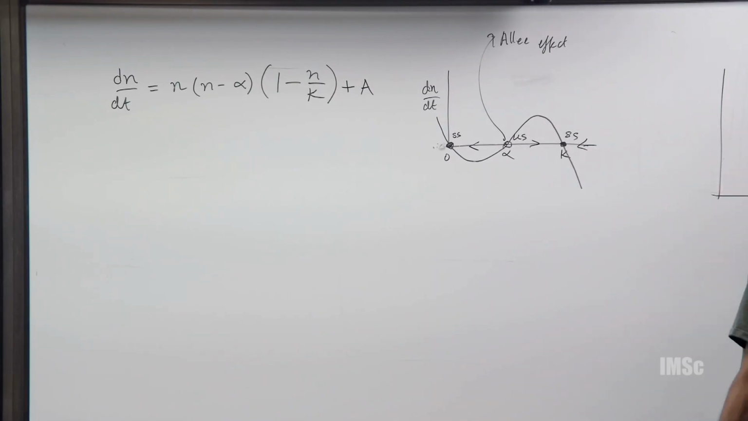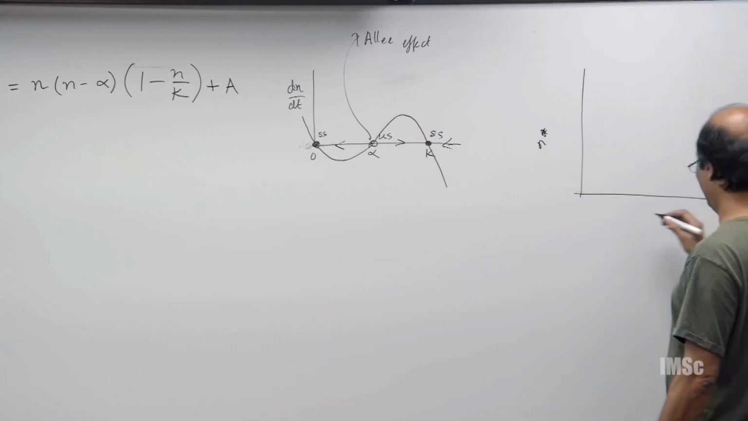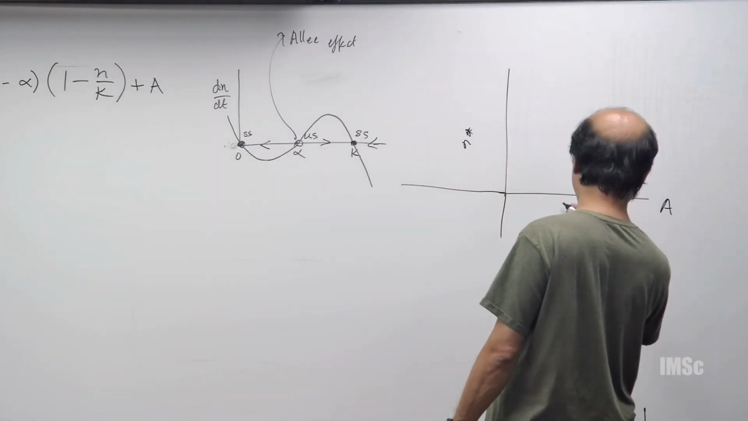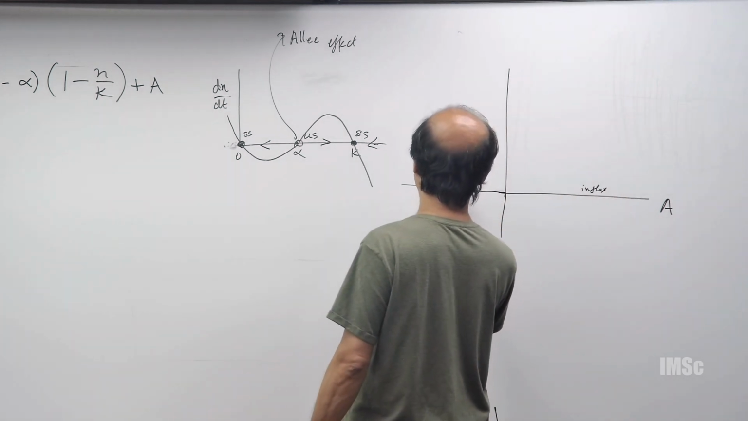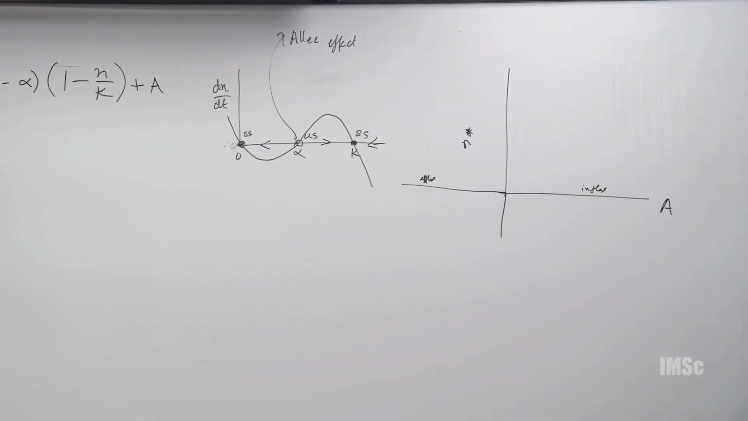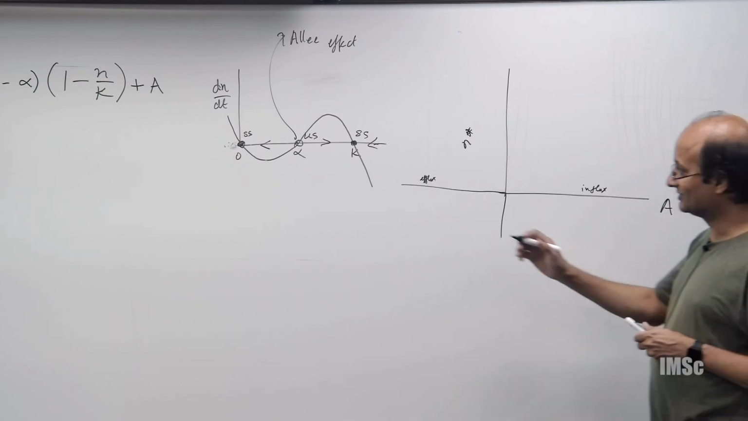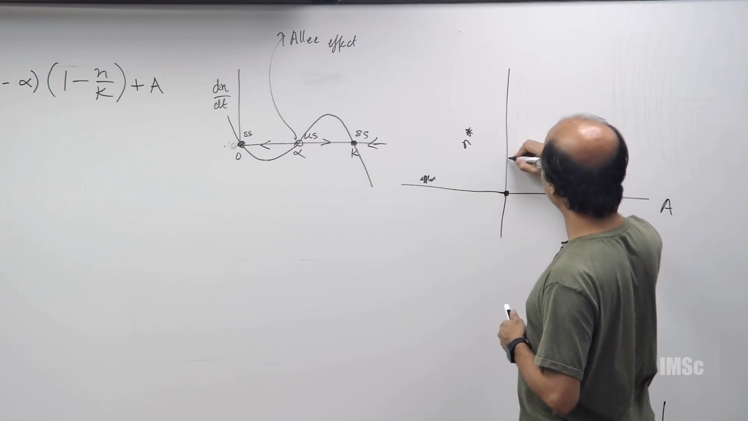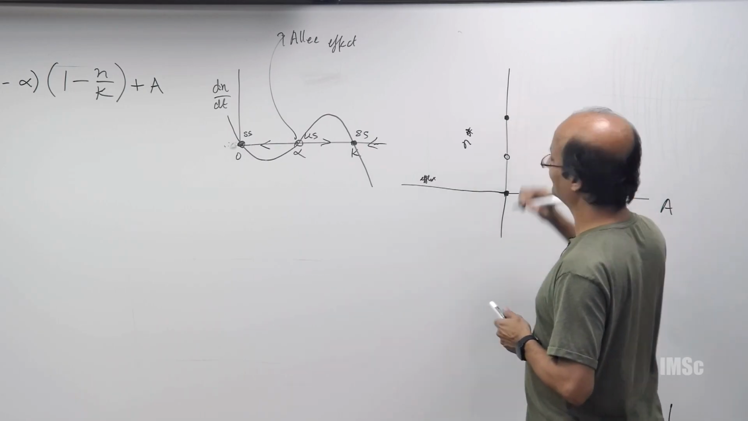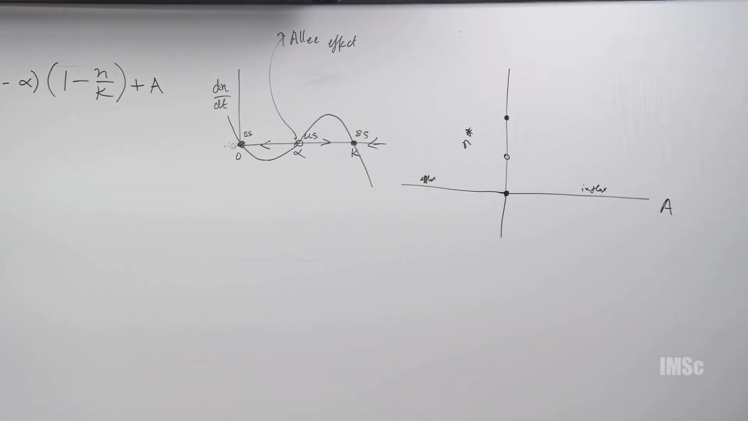Now, suppose I plot n star, which is the equilibrium, as a function of a. So a positive: here you've got influx, and here you've got efflux. So what will you see? N star are the fixed points. So here for a equal to 0, it's this.